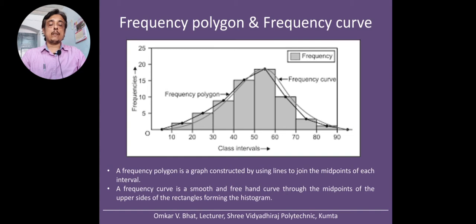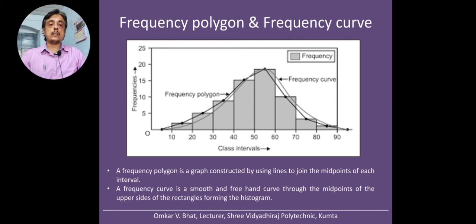Means a frequency polygon is constructed by joining all the midpoints of each class interval, or by joining all the midpoints of each vertical bars. You can see in that figure there are different vertical bars. These vertical bars represent frequency. You can see on top of each vertical bars there are black dots. Those black dots represents midpoints.